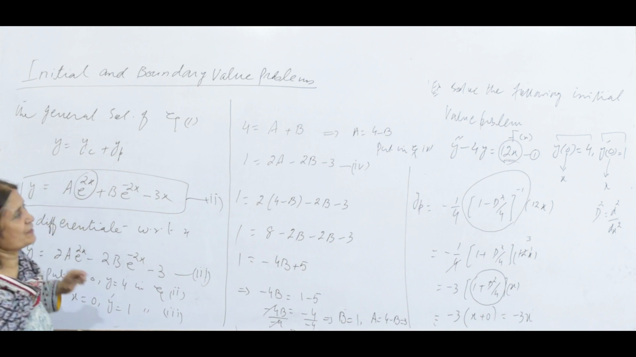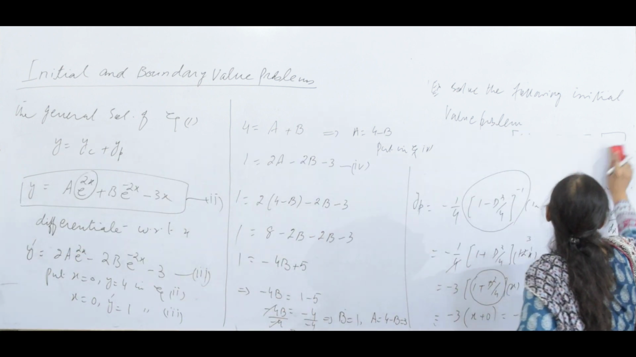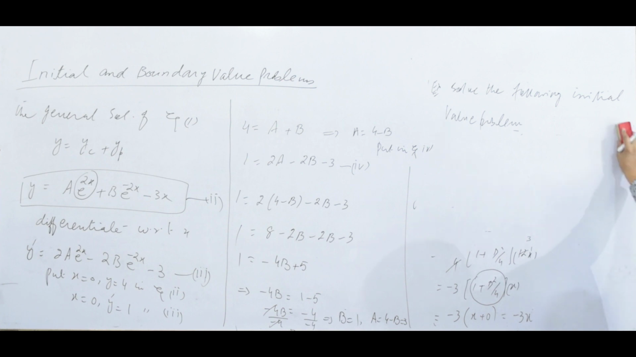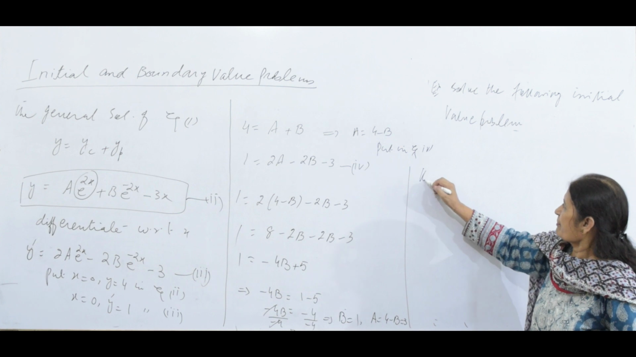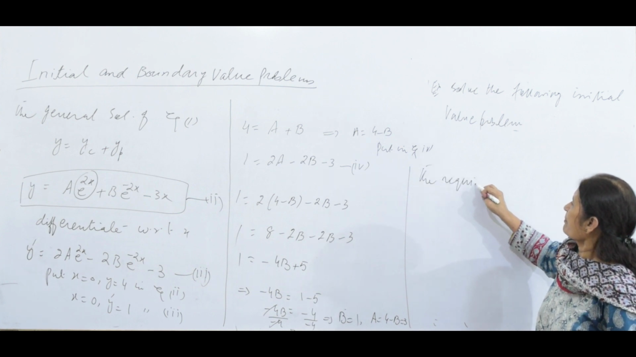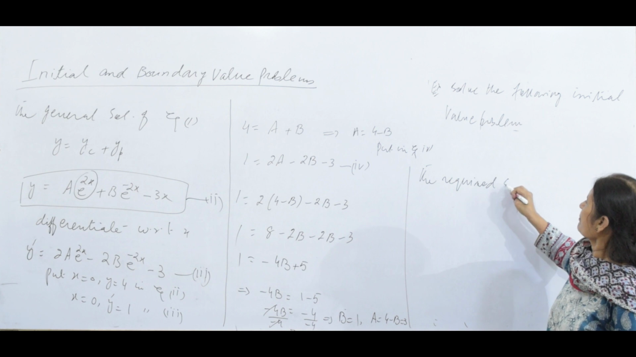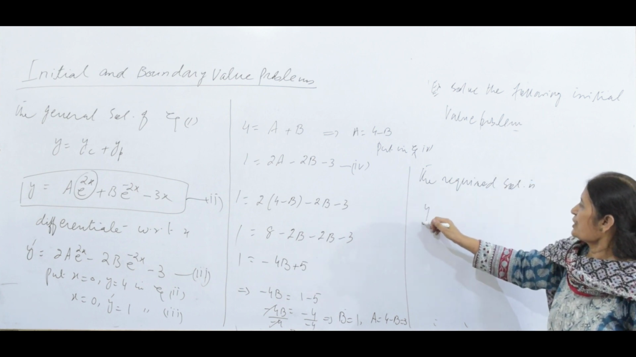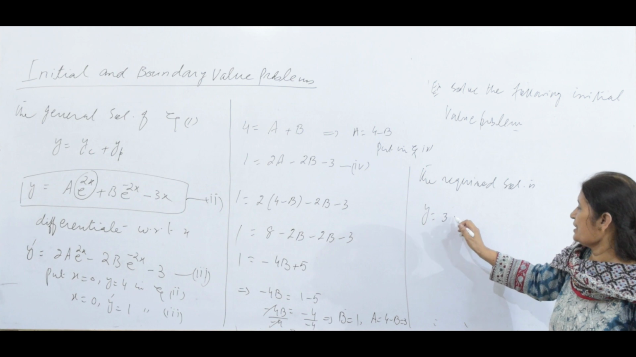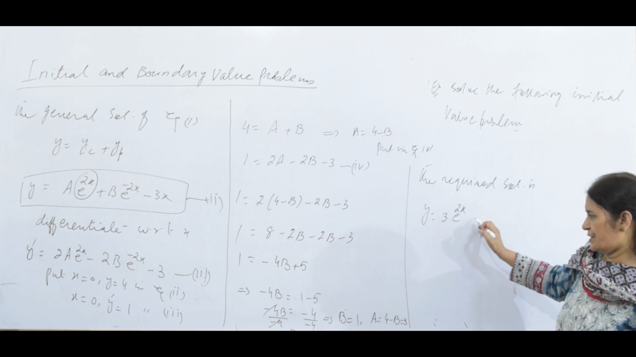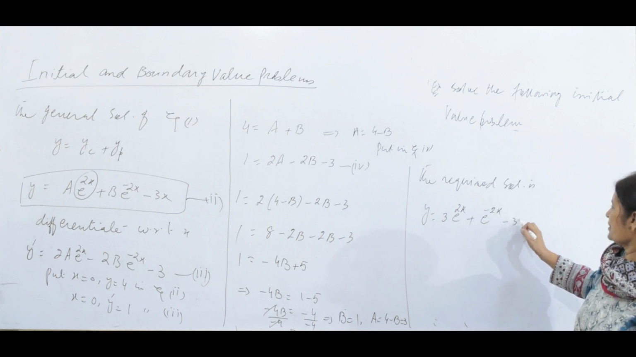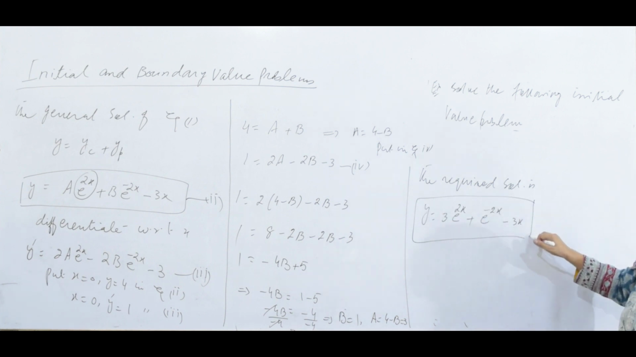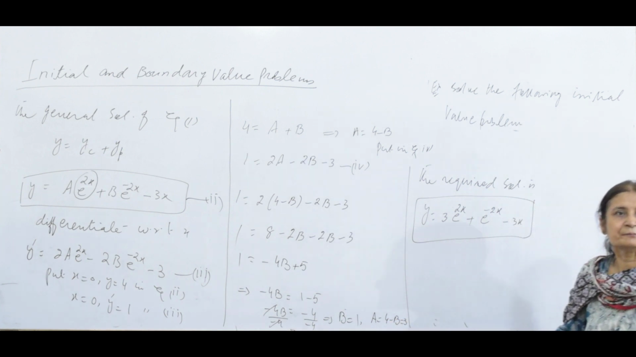The required solution is therefore y is equal to a is 3, 3 e^2x, and b is 1, e^-2x, and minus 3x. So this is the solution after you have determined the value of a and b.